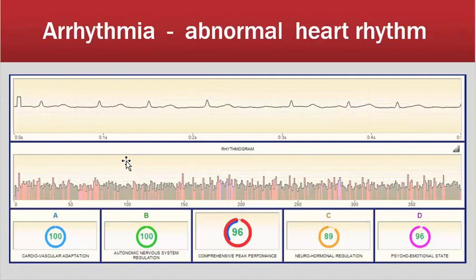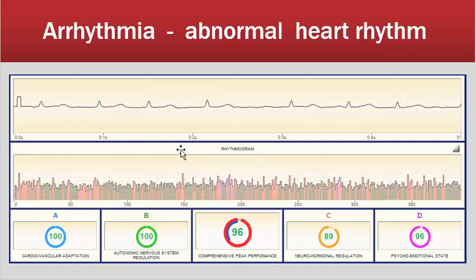So this is what we see. It's a different kind of arrhythmogram, and we see a lot of these pink lines, which means the computer is trying to filter them. So this is the sign of the arrhythmia, especially when it's going up and down, up and down.